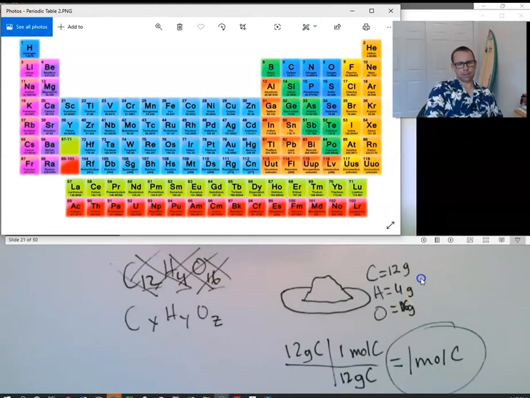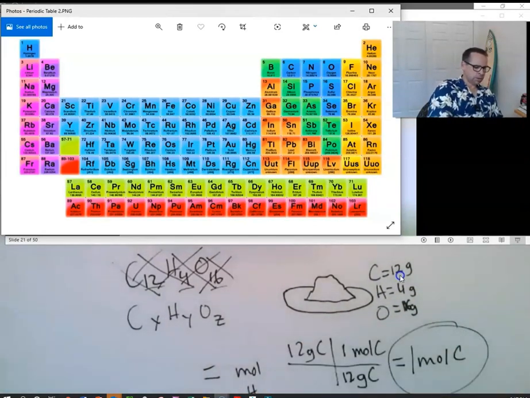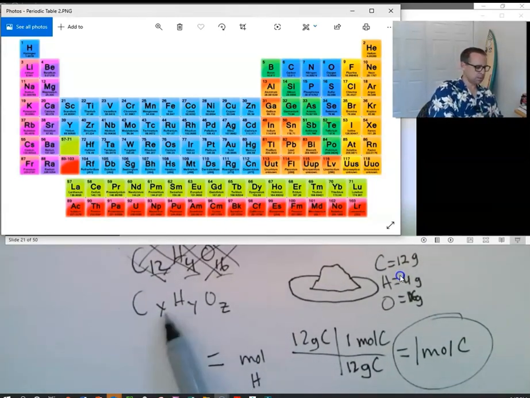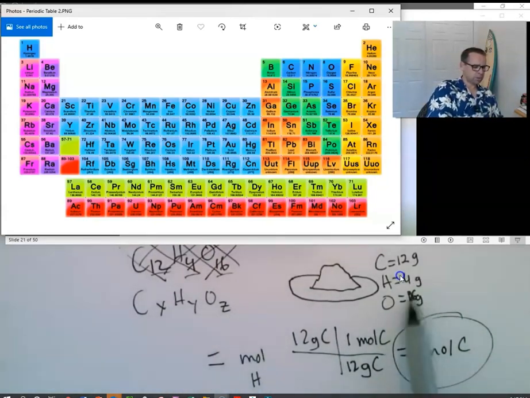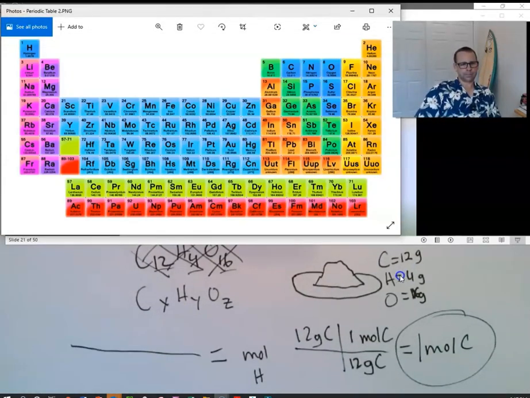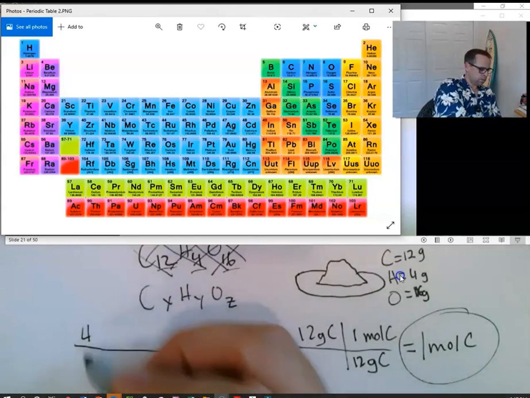So that was my grams of carbon, and now I'm going to do moles of hydrogen, and I set it up the same way. And the goal is, of course, to find the X, Y, and Z in my empirical formula, because those values are moles, not grams, okay? So I go to moles of hydrogen. I need to start with my 4 grams of hydrogen.